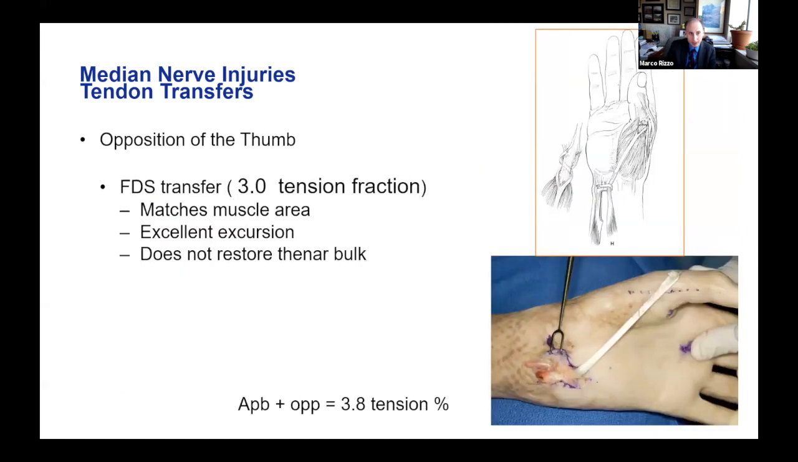When you look at an FDS transfer, it actually has a very good tension fraction in comparison to the thenar muscles. It matches the muscle area pretty well. The downside with this is it doesn't restore thenar bulk very well.